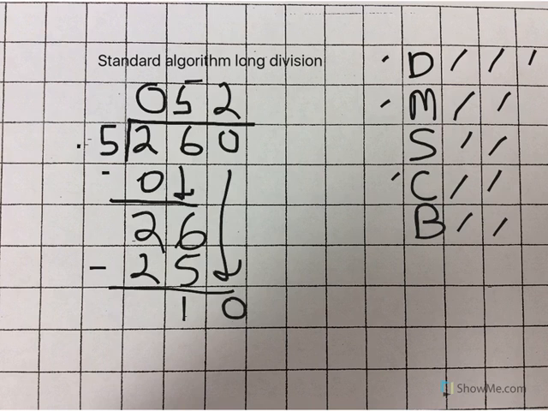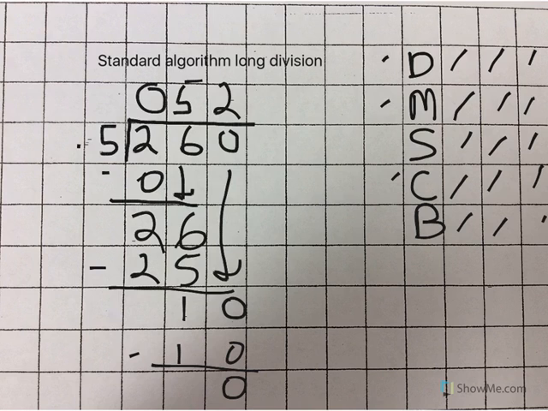Our next step is to multiply. We're going to multiply 2 times 5. 2 times 5 is 10. We're going to subtract now. 10 minus 10 is 0. Then we're going to compare. 0 is less than 5. And our last step is to bring down. Since we don't have anything else to bring down, that means we've got our answer.